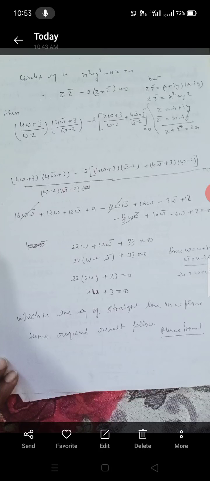This is since w is equal to u plus iv and w bar is equal to u minus iv. After solving, 2u is equal to w plus w bar. So w plus w bar can be replaced by 2u. Finally, this can be written as 4u plus 3 is equal to 0, which is the equation of a straight line in the w plane. Hence, the required result follows. Thank you.